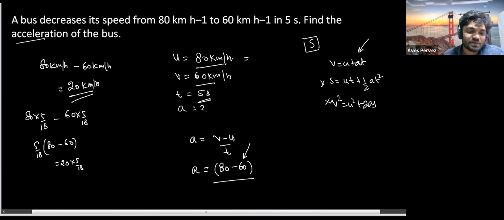Why? Because the time is given in seconds, not in hours. Here the speed is in hours and the time is in hours, but in the question the time is given in seconds. So here we have to write 5 seconds, and multiply it by 5 by 18.